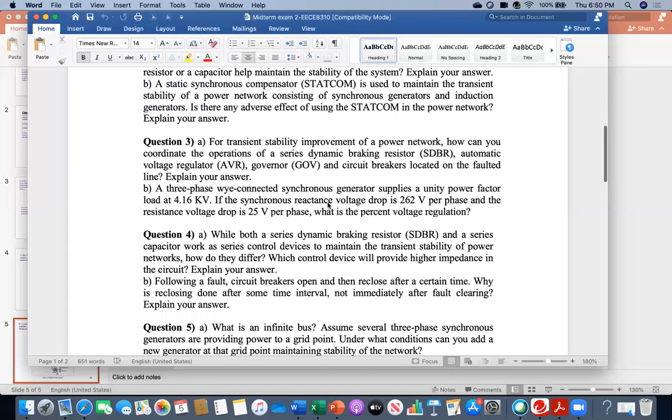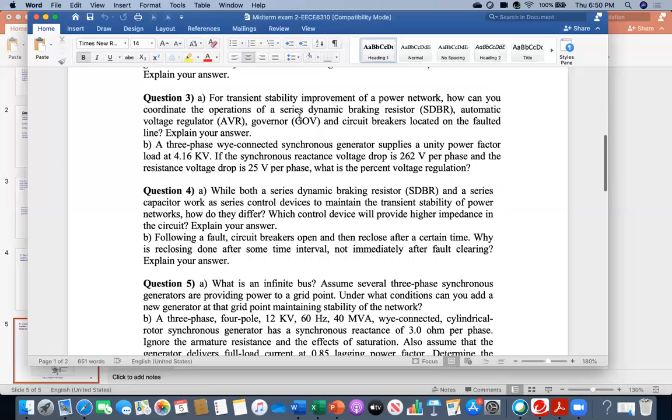Okay, then moving forward: for transient stability improvement of a power network, how can you coordinate the operation of the series dynamic braking resistor, automatic voltage regulator, governor, and circuit breakers located on the faulted line? So what did you write as the answer for this one? Is there any sequence, or could all be operating at the same time? So Manoj, what did you write as the answer?